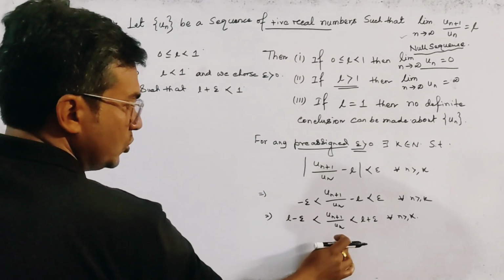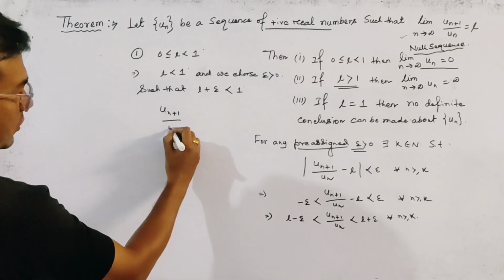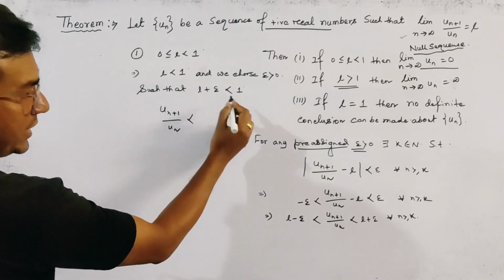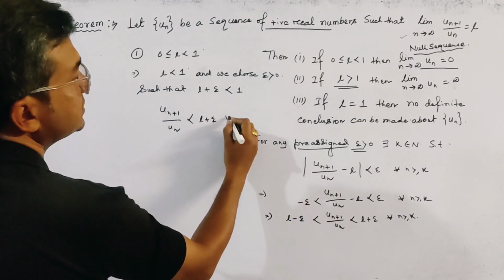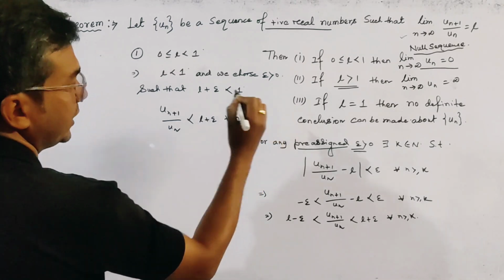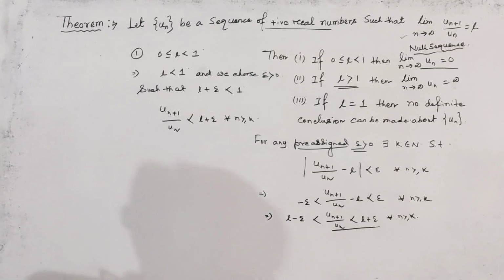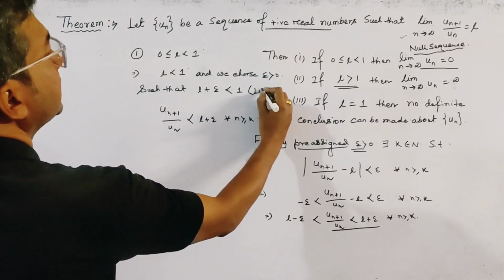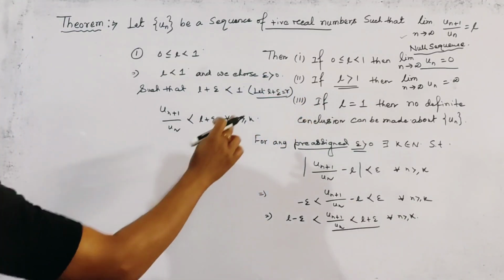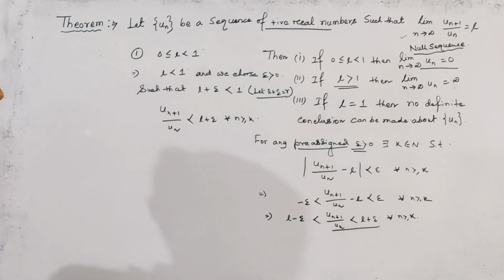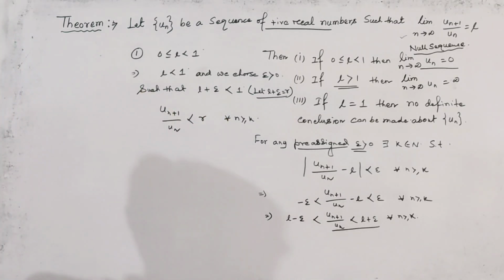Now from here we can write the result un plus 1 by un less than L plus epsilon, and this is for all n greater than or equal to k. We take only these two parts, that is, the middle portion and the right portion, and here we let L plus epsilon be equal to r. Okay, we name this term L plus epsilon as r. So we get this.